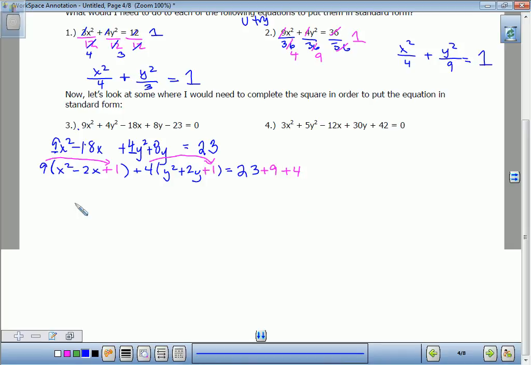Okay, so now we're going to take these perfect square trinomials that we just created by completing the square and write them as binomial squares. And 23 plus 13 is 36. So how would this trinomial factor? X minus 1. Very good. And then this one would be y plus 1.